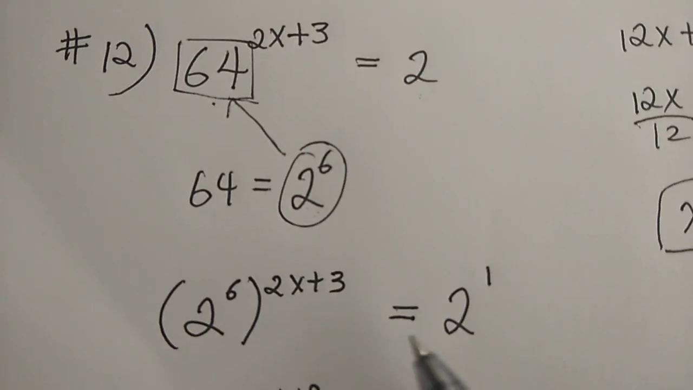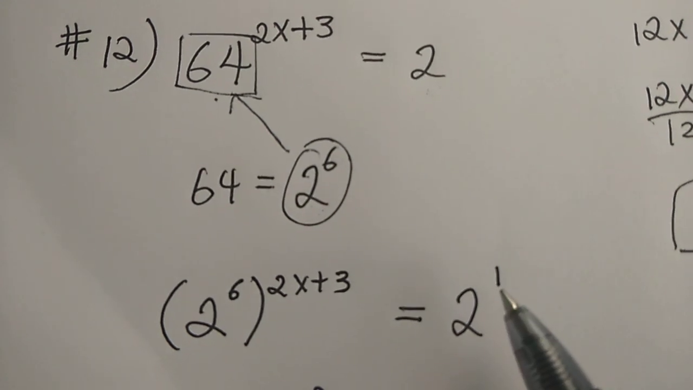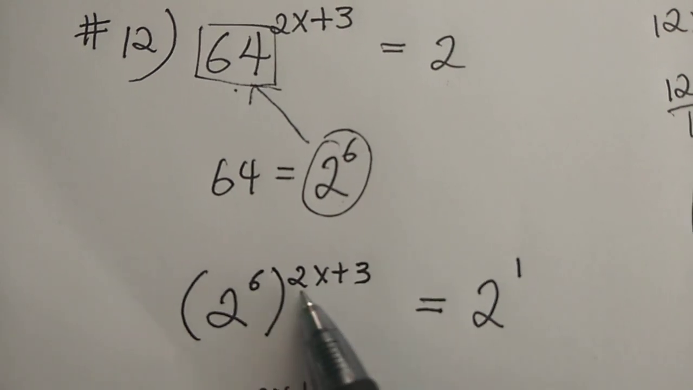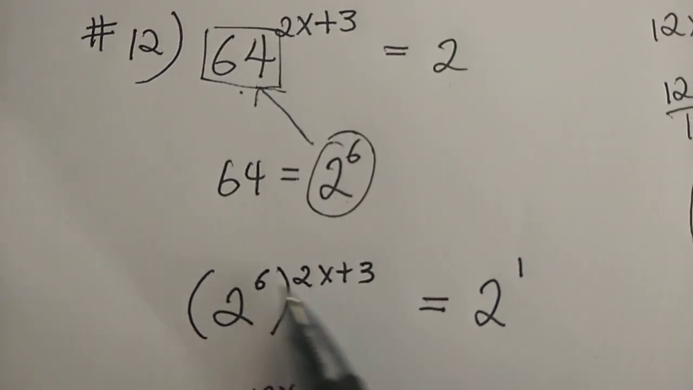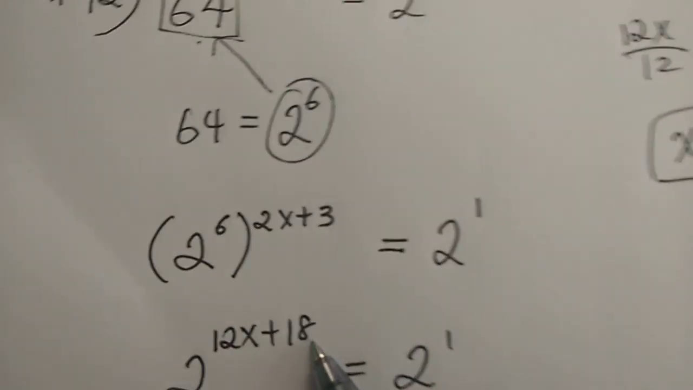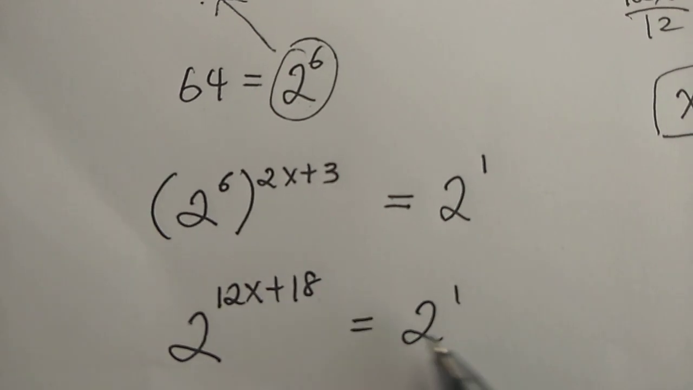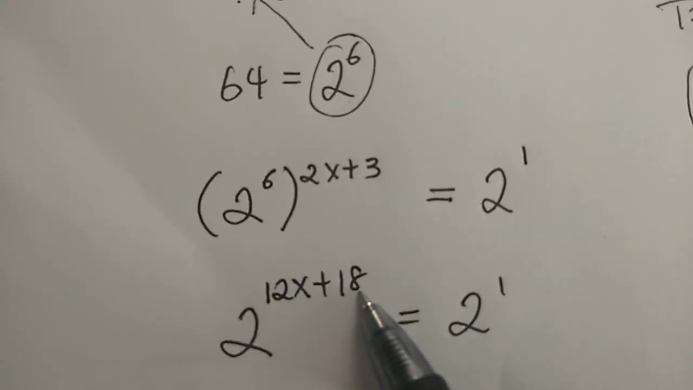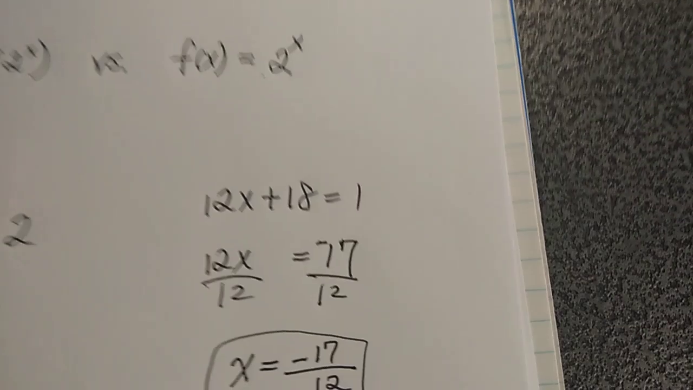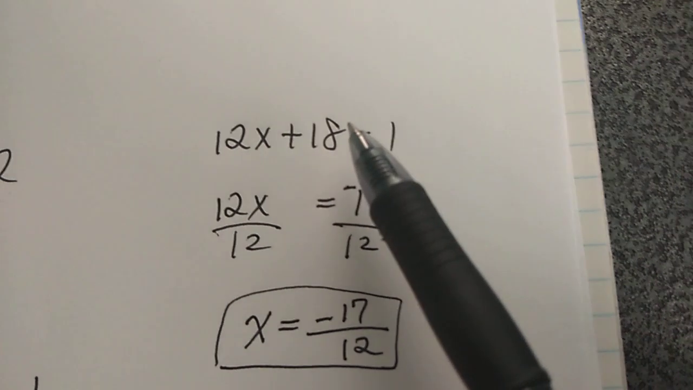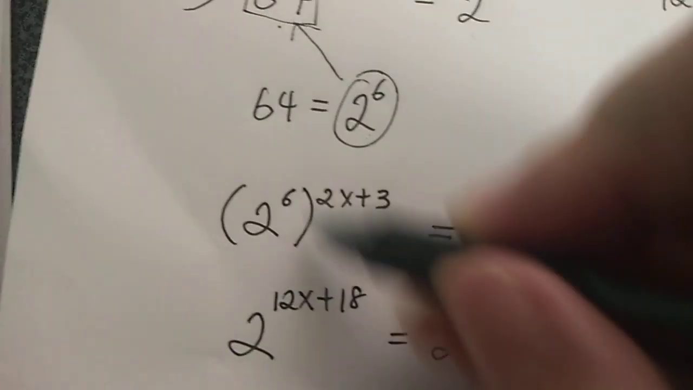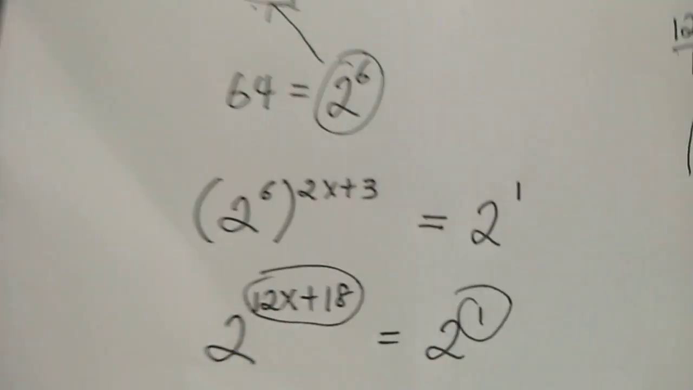And that's equal to 2, which is 2 raised to the 1st power. Now I'm going to simplify this part by distributing, multiplying 6 by this. That will give me 12x plus 18. Now 2 raised to this power is equal to 2 raised to this power. That means this power is equal to this power, which means 12x plus 18 is equal to 1. This part is equal to this part, right?